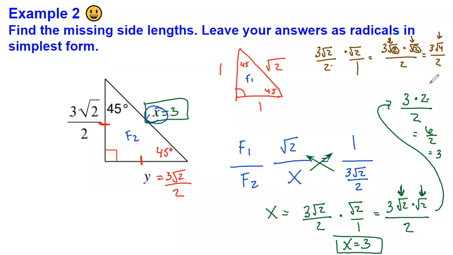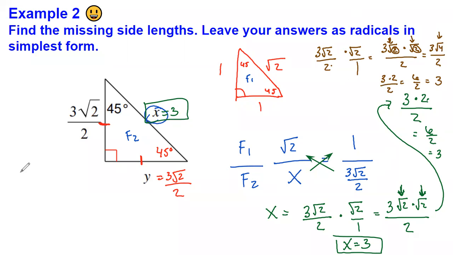Now we can go ahead and simplify this part. Square root of 4 gives me 2. So that's where I get 3 times 2 over 2, which gives me 6 over 2, which is 3. So that's what I was talking about. Whenever we have radicals and we're multiplying them, whatever's inside of our square roots, we can go ahead and multiply together and simplify.